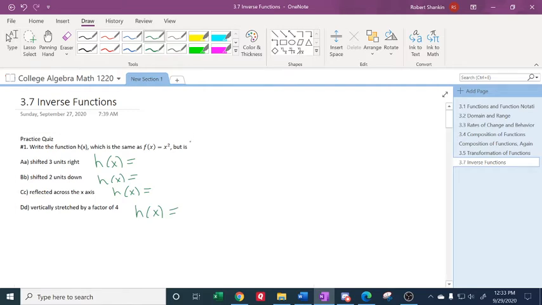Okay, and I'm going to start with B because that's the simplest one. If it's shifted down, h of x is a height. All the heights have 2 units subtracted from it. Now, if it's shifted to the right, you take x squared, but we think of f of x as this form, and I'm going to replace the x with something here.